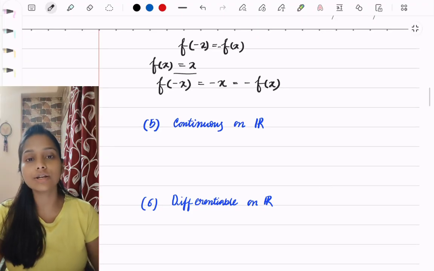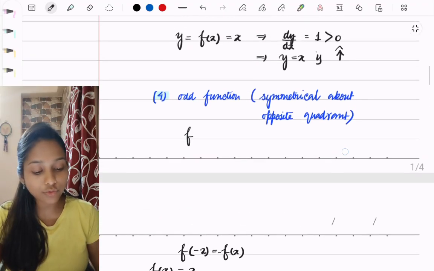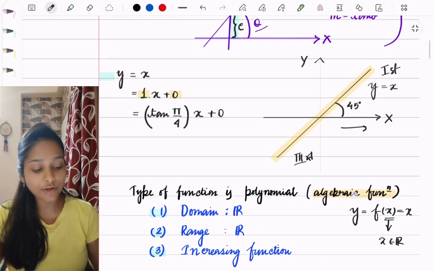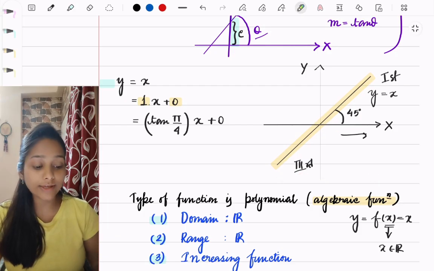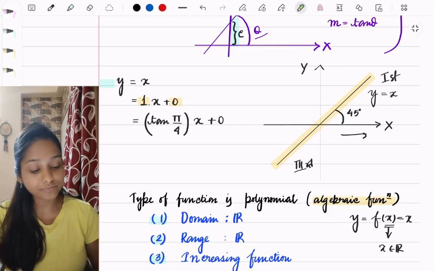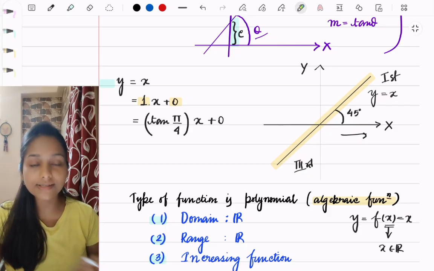Next, the function is continuous on R, which is the set of real numbers. So why is the function continuous on R? From this graphical approach, from this graph here, we can see that we can draw this function without lifting our pen from the page. So in this way we can say that.